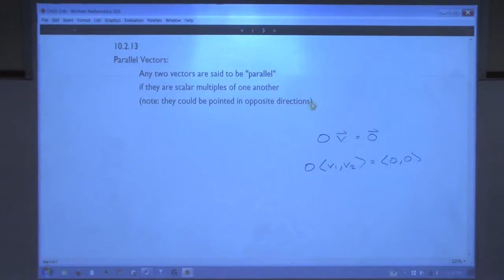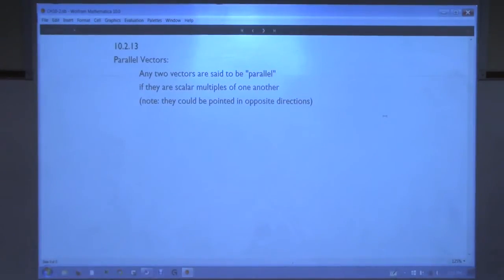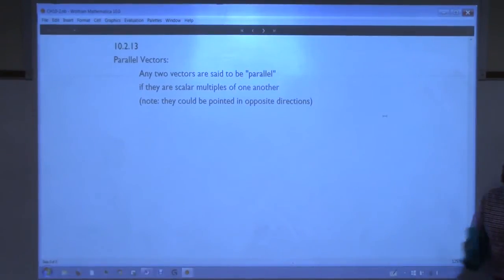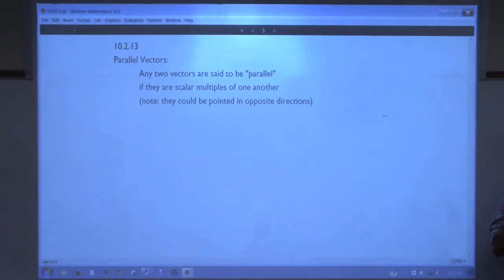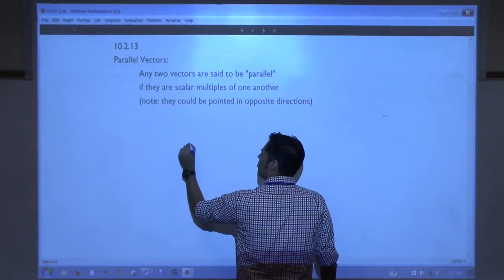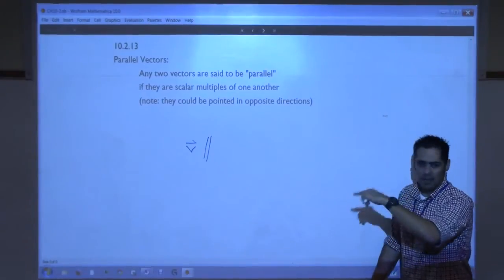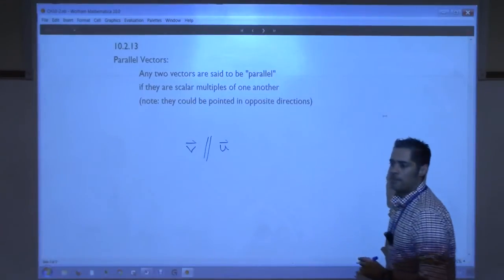Okay, so this brings us to a definition. What does it mean for two vectors to be called parallel? Well, any two vectors are said to be parallel if they are scalar multiples of one another. That's all it takes. They don't even have to be pointed in the same direction. They can be pointed in opposite directions. So if I'm going to write this, let's say I'm saying that V, have you all seen that before, parallel? Is that okay if I write two lines like that? V is parallel to U, right?